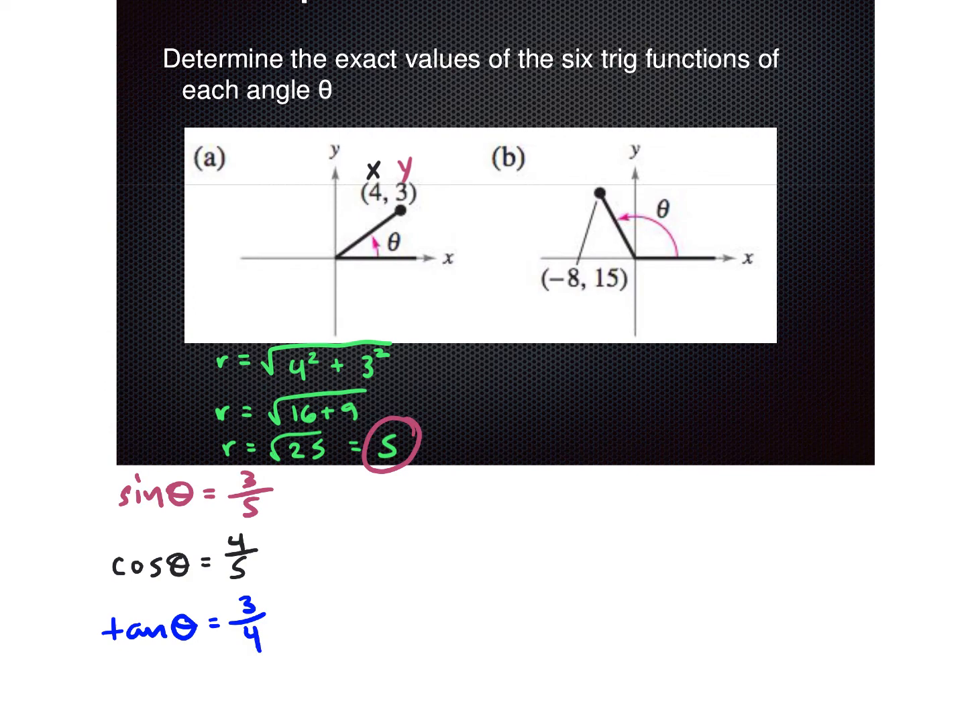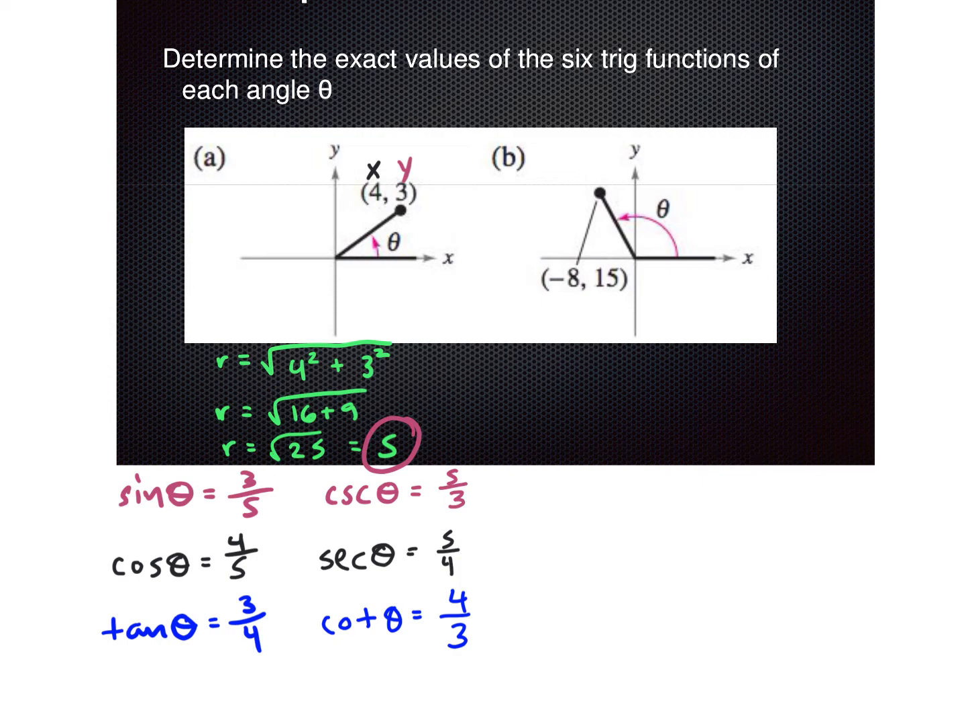So the tangent is the same one as from last chapter, right? It's y over x, because there's no r in it, so it's just y over x. So then we have cosecant. What would our cosecant be? 5 over 3. Secant, 5 over 4. And cotangent, 4 over 3.